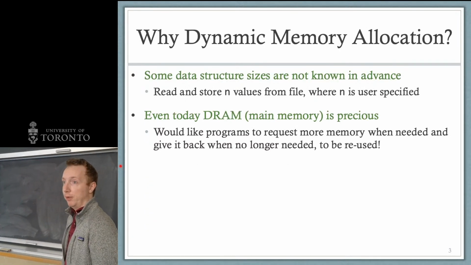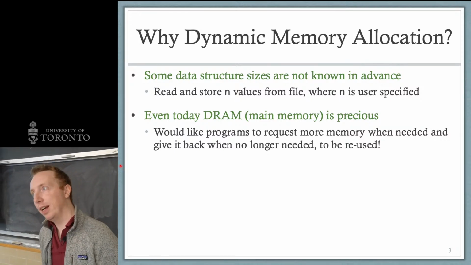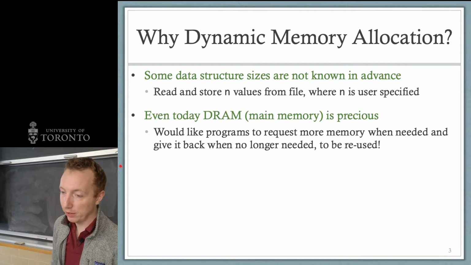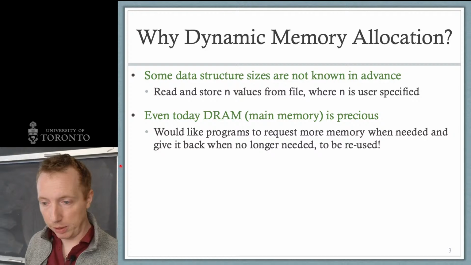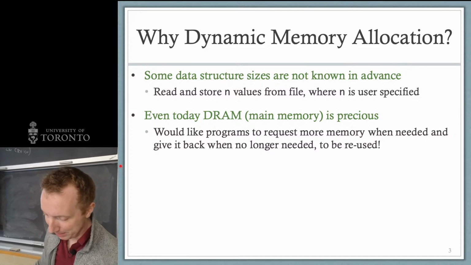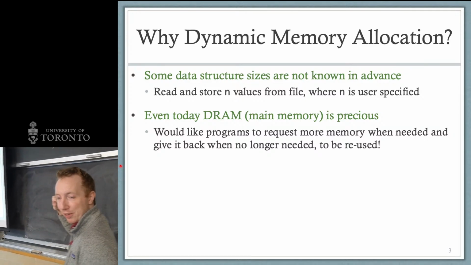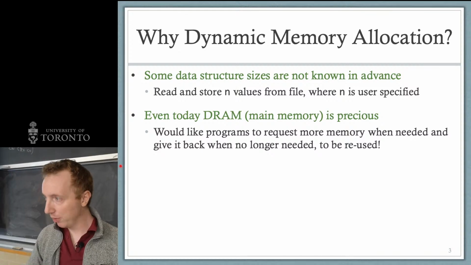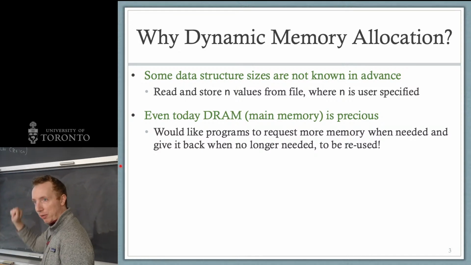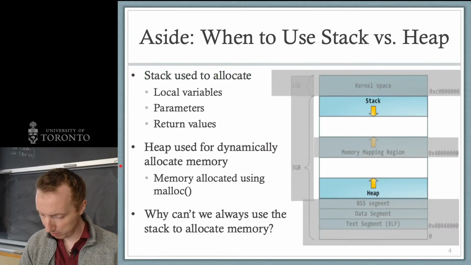So why do we want dynamic memory allocation? Well, you might not know the size of the memory you need at compile time, right? You might get user input, or read from a file, something like that. And main memory is precious, so you don't want to waste all of it, otherwise you'll run out of memory. Generally, that's not a big concern unless you are Chrome.